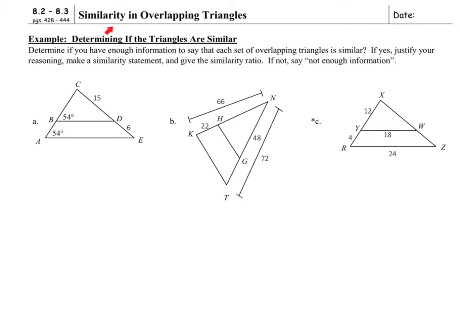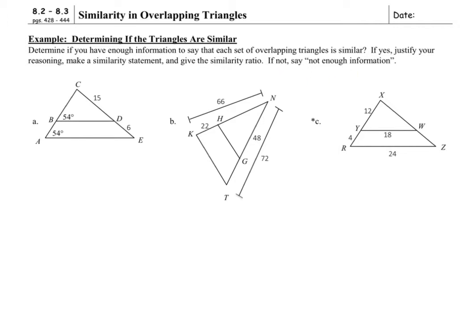Today we're going to be looking at similarity in overlapping triangles. Determine if you have enough information to say that each set of overlapping triangles is similar. If yes, justify your reasoning, make a similarity statement, and give a similarity ratio. If not, say not enough information.